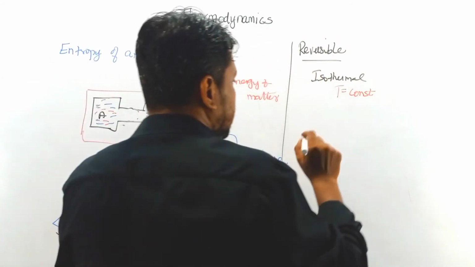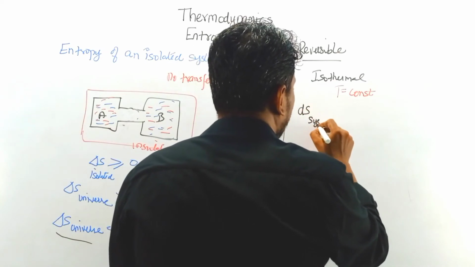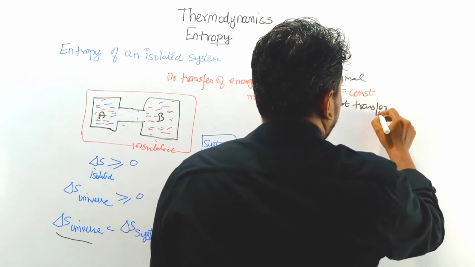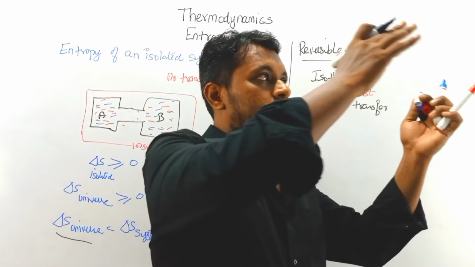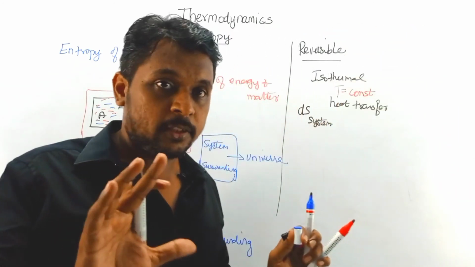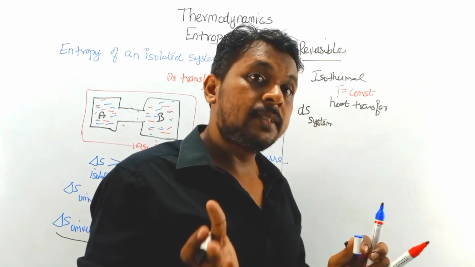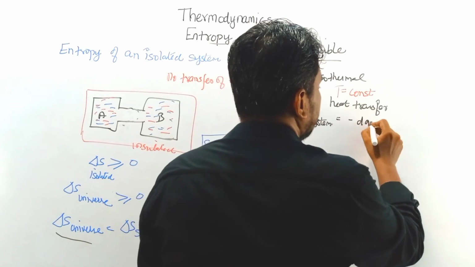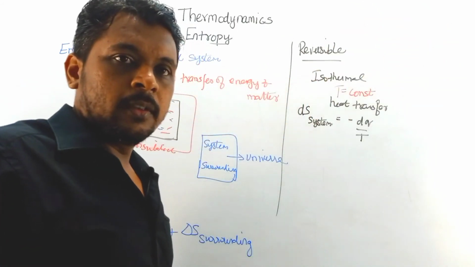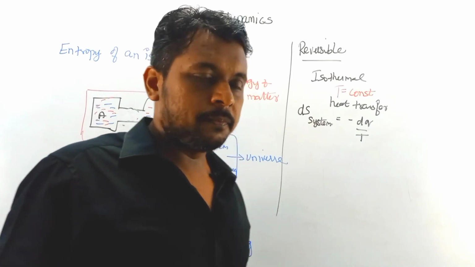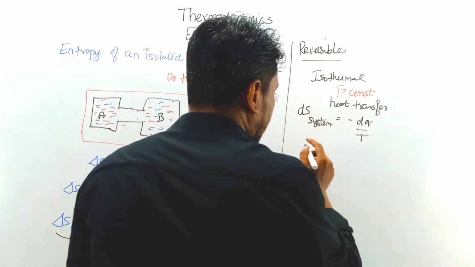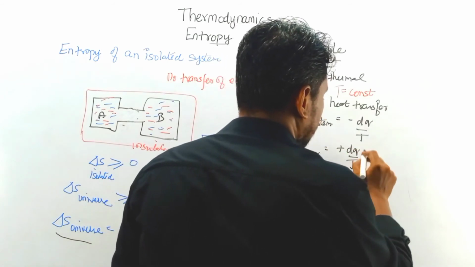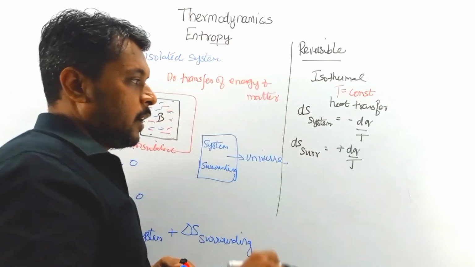So what happens to the change of entropy for a system? Let us take a process of heat transfer, where heat is rejected to the surroundings, not heat supplied. In such a case, the change of entropy in the system will be minus dq by T, because heat is rejected outwards, so in the system there will be negative heat. And the change of entropy in the surroundings will be plus dq by T, as heat is rejected outside, there will be addition of heat.